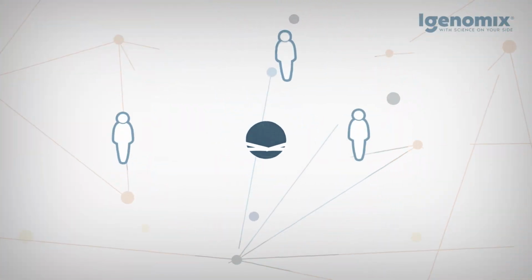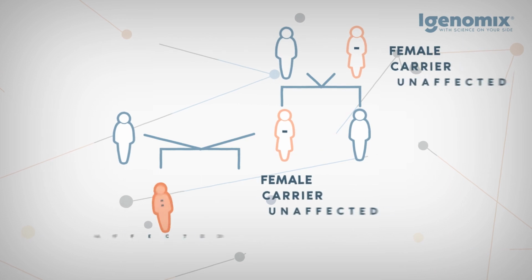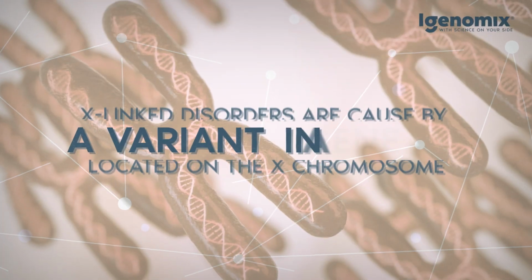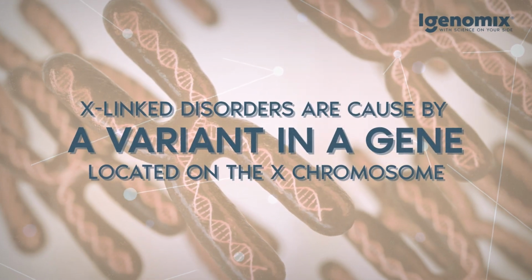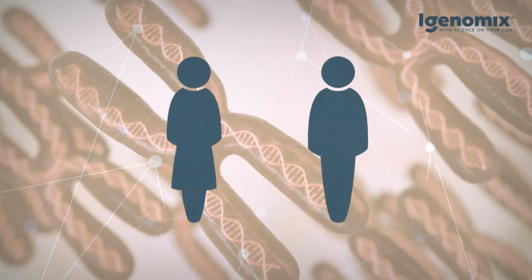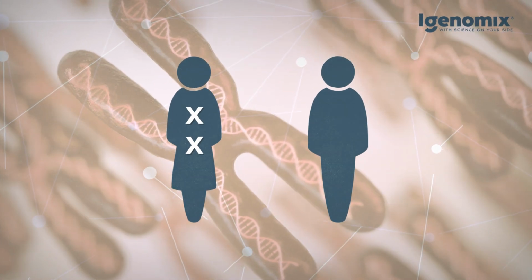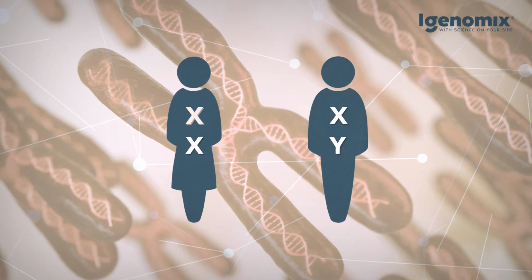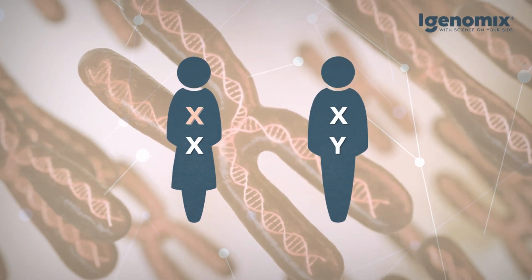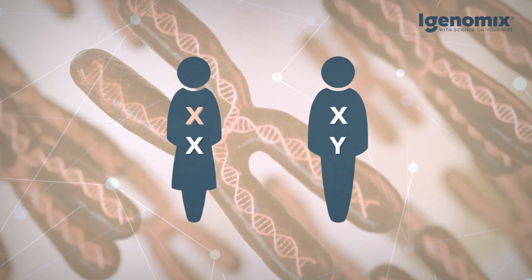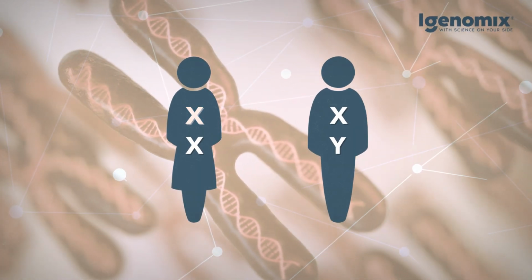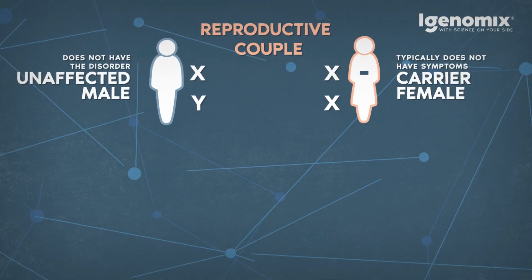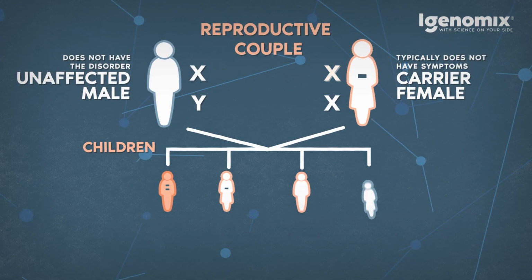Many carriers of X-linked disorders do not have a family history of the disorder because family carriers are often unaffected. X-linked disorders are caused by a variant in a gene located on the X chromosome. Females typically have 2 X chromosomes, while males typically have 1 X chromosome and 1 Y chromosome. Females who carry a variant in a gene on the X chromosome are referred to as carriers and may be completely asymptomatic, depending on the specific disorder. In this picture, both females outlined in pink are carriers of an X-linked disorder.